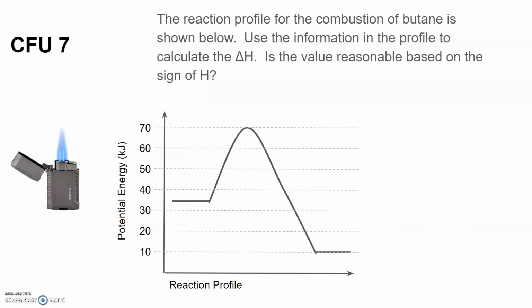CFU7. The reaction profile for the combustion of butane is shown below. Use the information in the profile to calculate the delta H. And then I want you to determine, is the value reasonable based on the sign. Pause the video now, and when you press play again, the answer will be revealed.